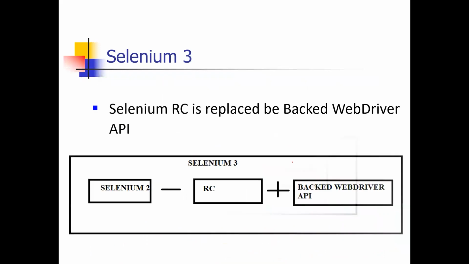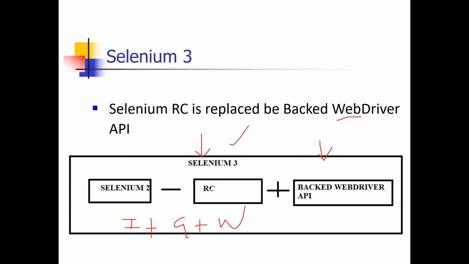So then version 3, where RC is replaced with web driver, means RC was removed. In Selenium 3, RC is deleted and the API, that is web driver, is added. You don't need any proxy server, simply IDE plus grid plus your web driver. This is your Selenium.